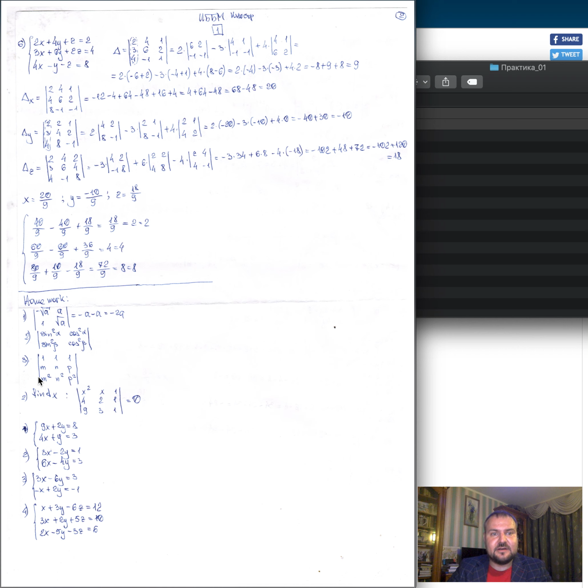The task here is to find x. You need to find the determinants and solve the quadratic equation and find the two roots, x1 and x2. And the 4 systems, 1, 2, 3, 4, you need to solve by Cramer's method and show me the answer. So this is the end of our first practice lesson.